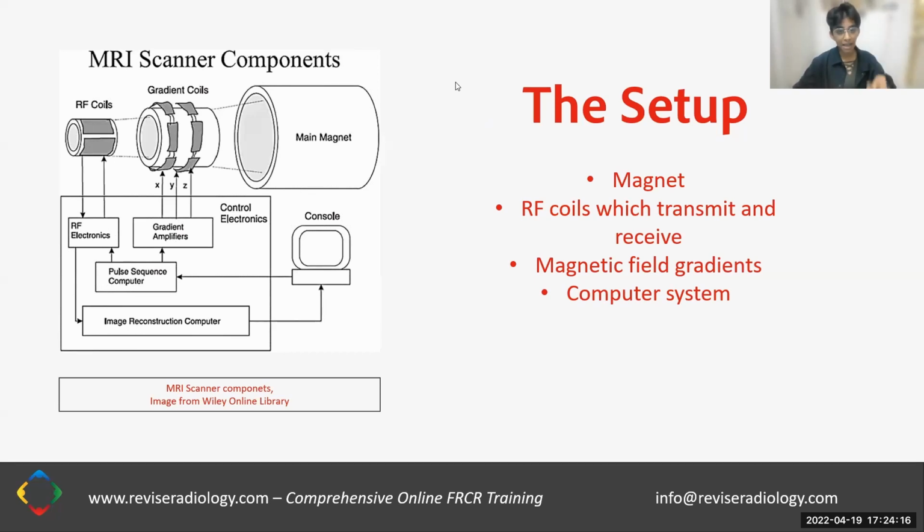So there's the magnet, which is going to apply the external magnetic field, the main one. There's radio frequency coils, which do two things. So there's coils which are going to emit these radio frequency pulses. There's also coils which are going to receive these radio frequency pulses. There's magnetic field gradients, and those gradients are useful for things like localization of the signal, identifying where the structures are in the body. There's also the computer system, which is putting all this information together into a meaningful image and sending it to you, the radiologist.